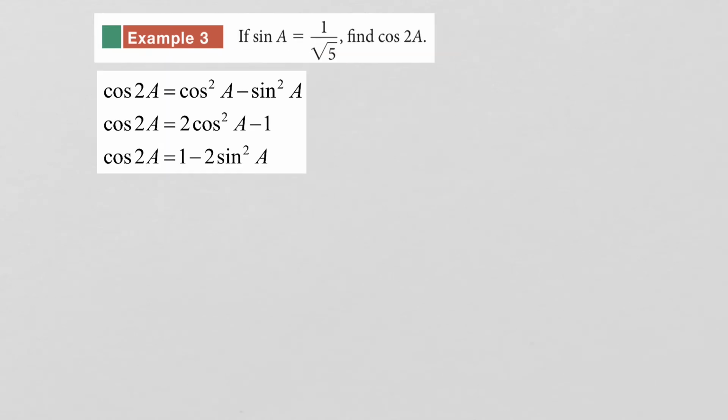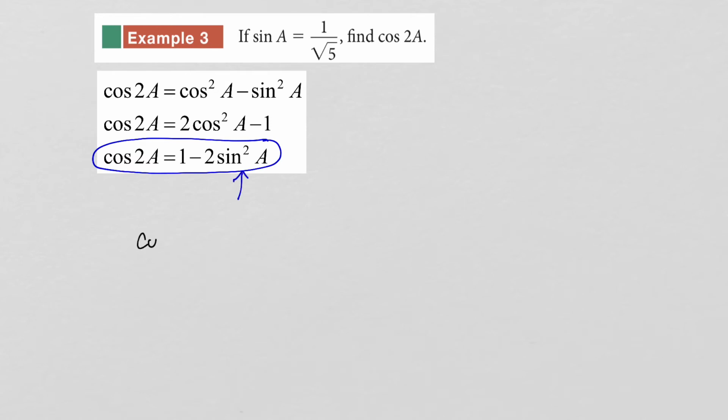For the next example, they ask us to find the cosine of 2 times angle A, and they give us sine of A is 1 over radical 5. And you'll notice that in this problem, they don't give us any additional information about the angle A. They don't tell us what quadrant it's in, etc. But they also don't need to, because if you look at the three formulas that you have for cosine of 2A, notice that the last formula only depends on sine of A.